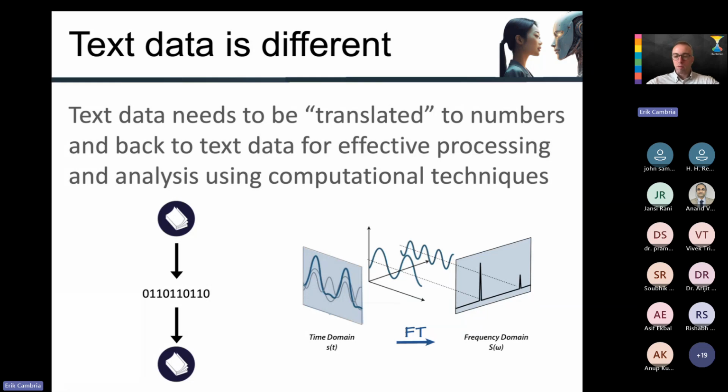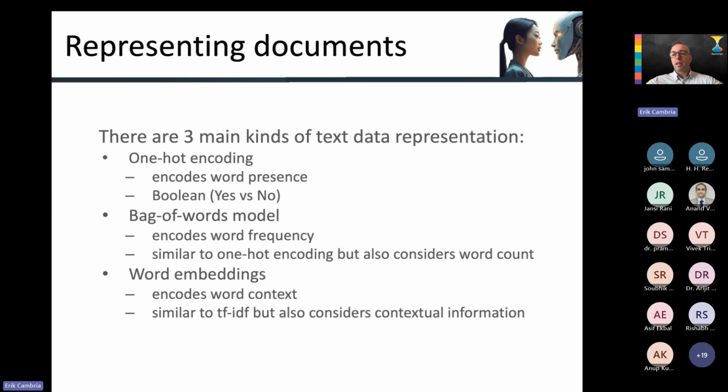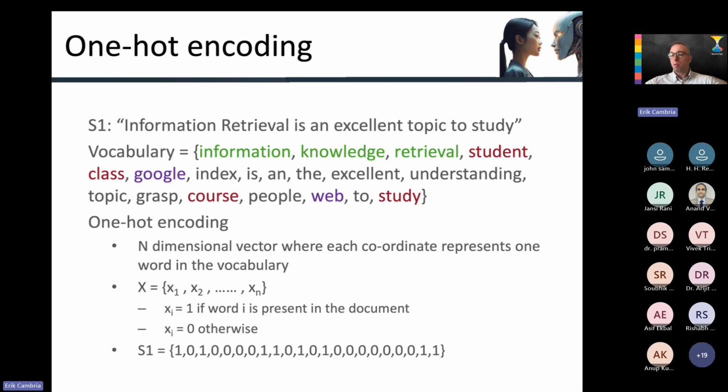and then back to text. So there are three main kinds of data representation, with all their nuances and particularities, but mostly you could say there are these three main ways to represent data. The first way is the simplest, and it's about just encoding presence. So if I have a vocabulary of words, then given a sentence like this, S1, I just put one whenever the word that I have in my dictionary does appear in the sentence, so that's why the first number is 1, and 0 when it doesn't.